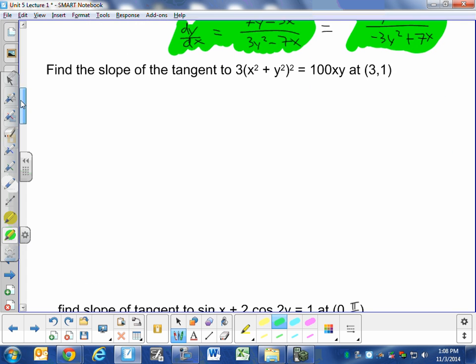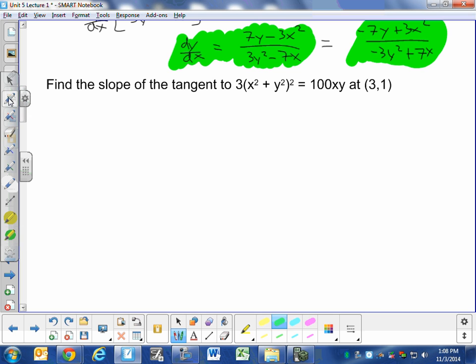Okay. Now, I'm not going to want you to do this one like I read it. But I'm just going to want you to write this one down in case you encounter something like it on your homework. Okay, 3 times the quantity x squared plus y squared, squared, equals 100xy. And don't start. I'll show you why. This will be tough to simplify.